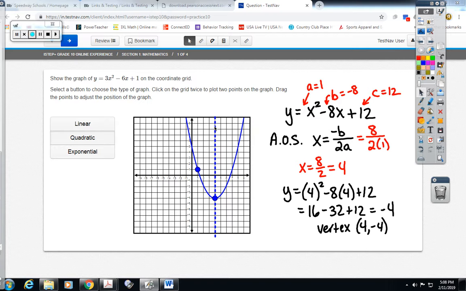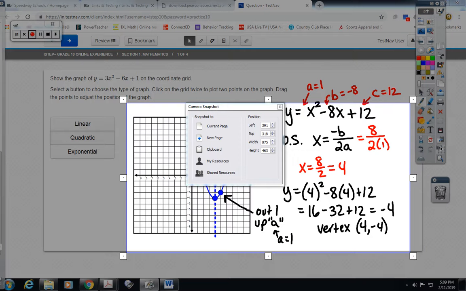Now, parabolas have a very set pattern. When we go out 1, we go up a. So in this case, a is 1. So if we go out 1, up 1, and drop that second point, it's going to graph that for us. So this would be the correct picture for that, because our second point should be placed out 1 and up a units. In this case, a is 1. And again, the utility itself will do the graphing for us.